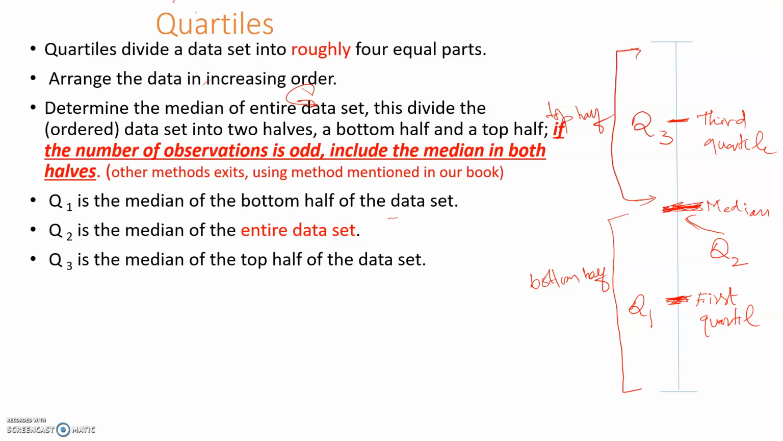So the Q1 is the median of the bottom half, which is the first quartile or the lower quartile. Q2 is the median of the entire data set. And Q3 is the median of the top half of our data set. It's also represented by Q3, and it's also called the upper quartile or the third quartile.